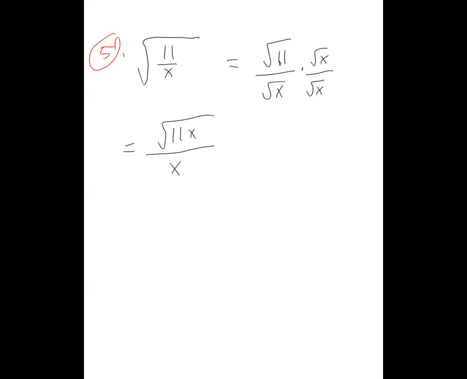And that's assuming that x is positive. If x isn't positive, you'd have to put absolute values around it. But it says specifically assume that it's positive. So this is the final solution. Okay.